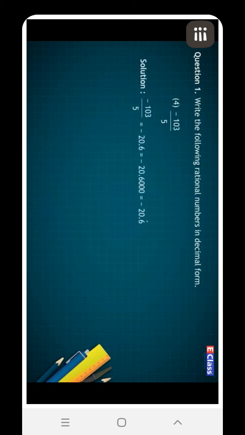4. Minus 103 by 5. Solution. Minus 103 by 5 is equal to minus 20.6, which is equal to minus 20.6000..., which is equal to minus 20.6 dot. 5. Minus 11 by 13. Solution. Minus 11 by 13 is equal to minus 0.846153..., which is equal to minus 0.846153 bar.